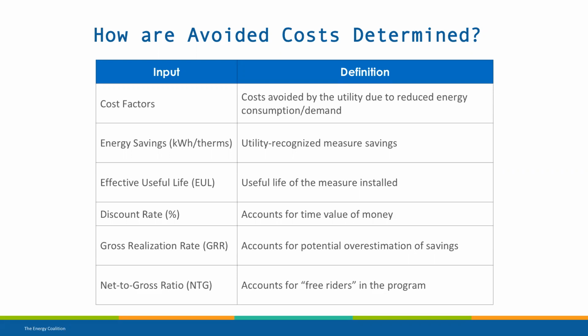Another important thing to consider is the gross realization rate, which is kind of like a safety factor that the utilities can apply to a measure or program that helps to account for potential overestimation of savings and to make sure that since the savings delivered by a program are ultimately used in planning for energy resources on the grid, we want to make sure that those savings are reliable. And then the net to gross ratio, which accounts for free riders in the program. Free ridership being participants in the program that are using resources that they didn't really need in order to complete their project. And so this attempts to make sure that projects are really targeting the customers that need these resources the most.